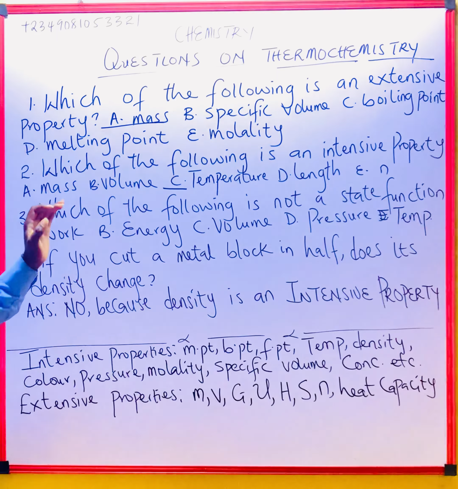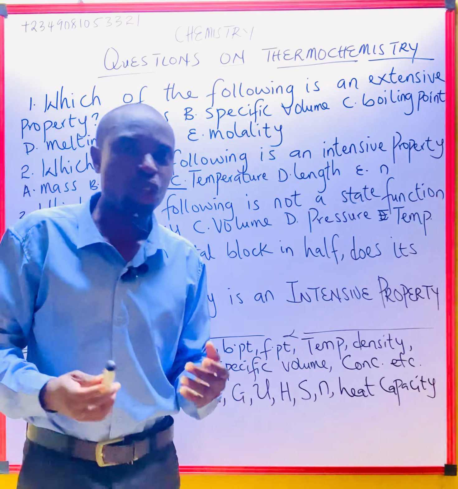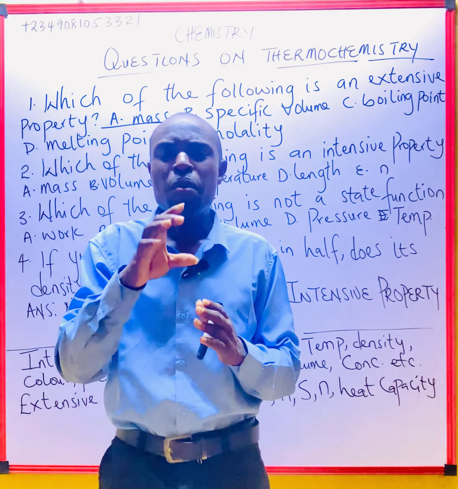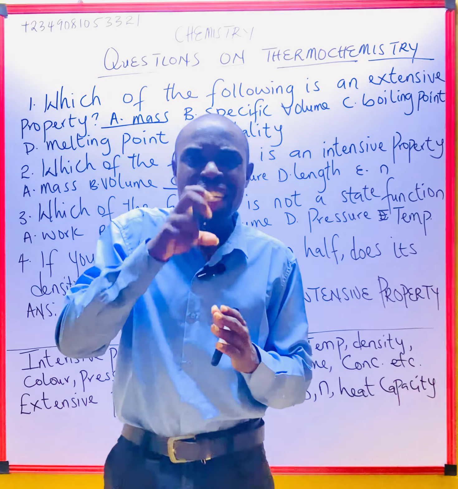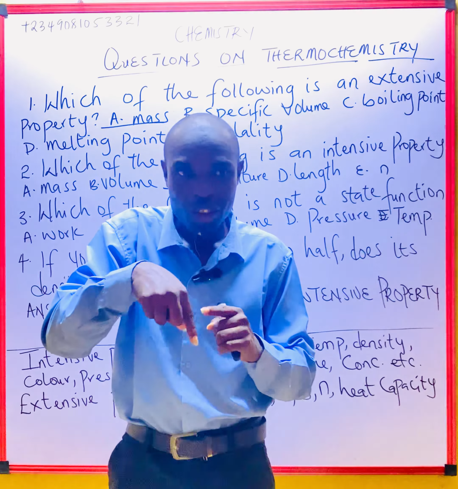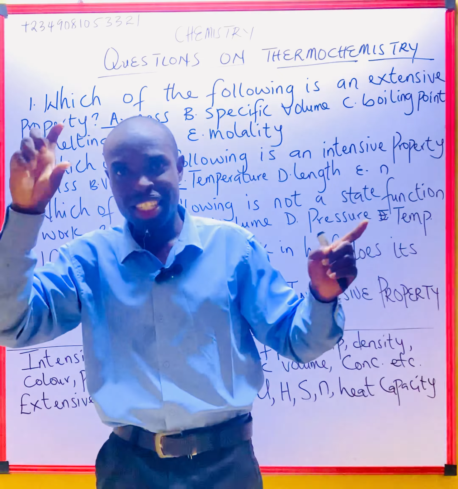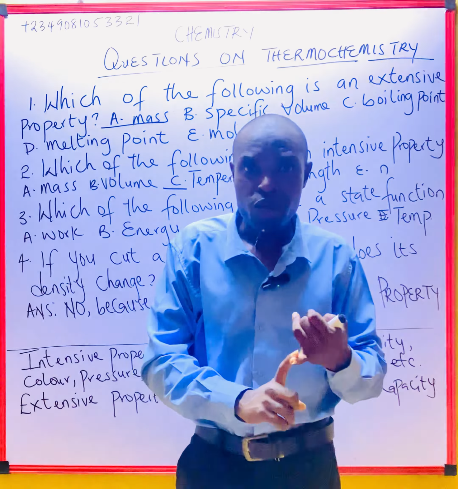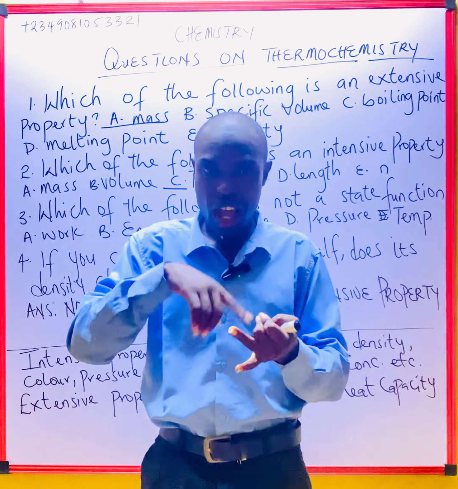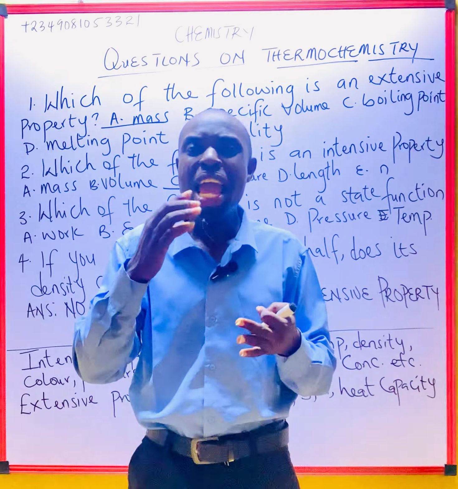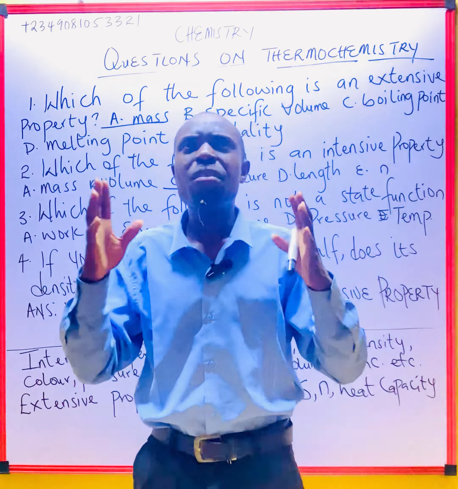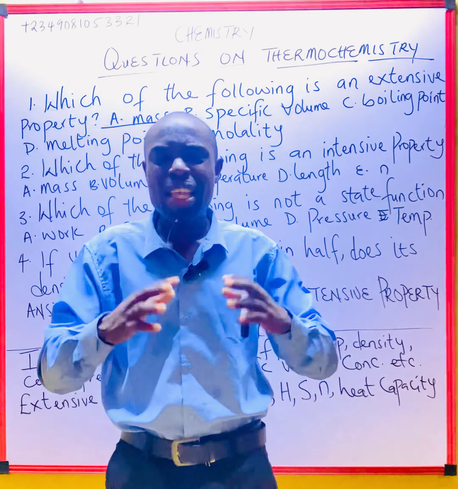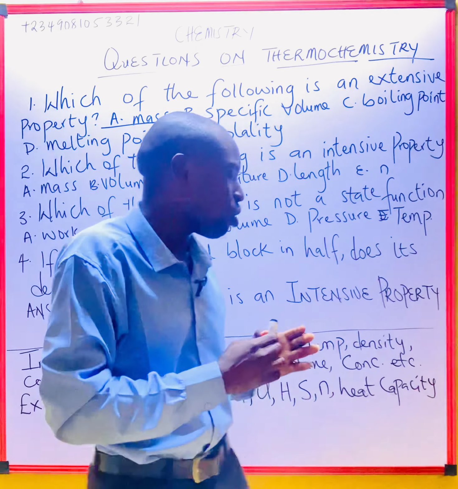Number three says, which of the following is not a state function? We fall back again to our brief explanation. A state function is a property that depends only on its present state. Present, not past, not future. Only on the present state. Examples are volume, pressure, temperature (VPT), Helmholtz energy. Again, there are very many. We have entropy and internal energy. All these are examples of state functions.